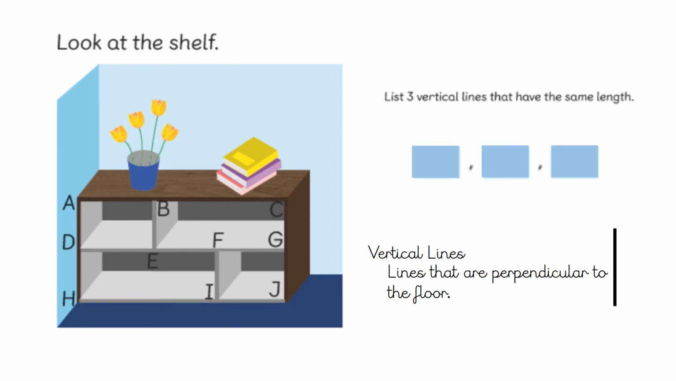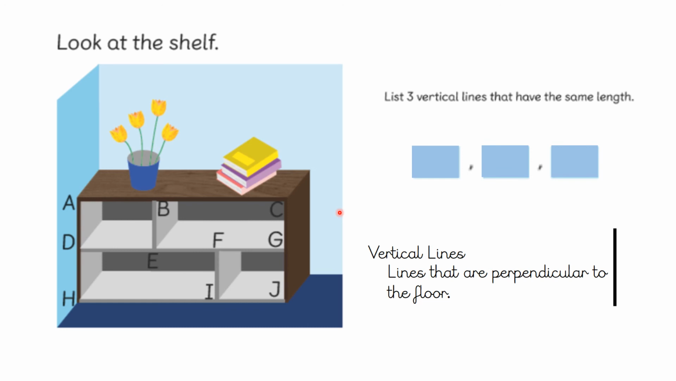Now we're going to look at the shelf and see if we can find 3 vertical lines, except they all need to have the same length. Can you pause the video and have a look? Remember, they need to have the same length. How did you get on?